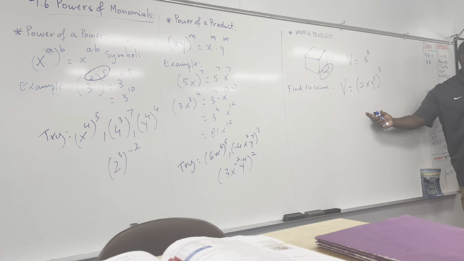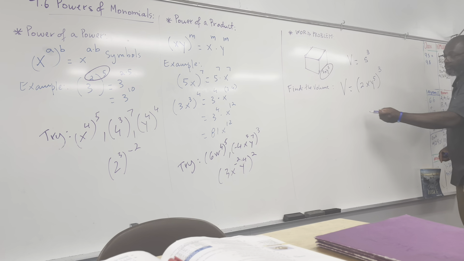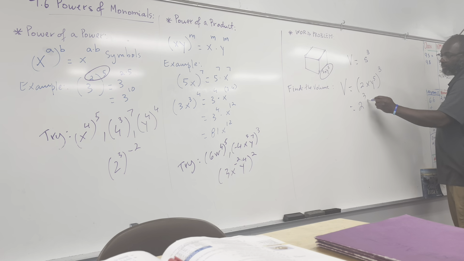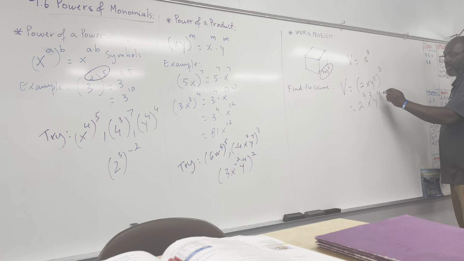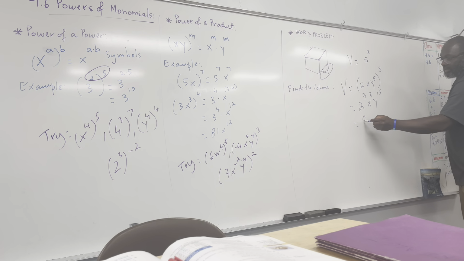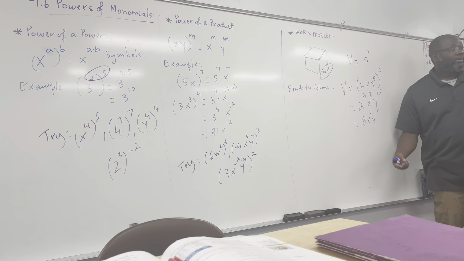If you expand this, what's that going to give us? Oh, 2 to the third, x to the third, y to the 15th. And then we go further: 2 cubed is 8. That's 8x to the third, y to the 15th. Right? So this is how you apply this rule here.